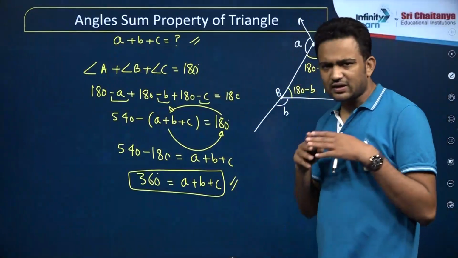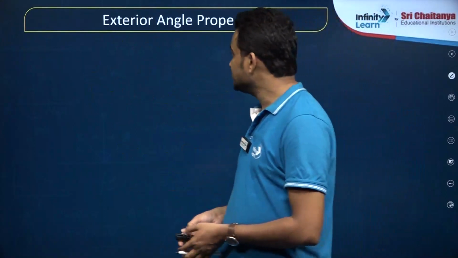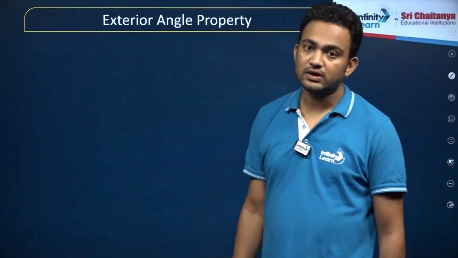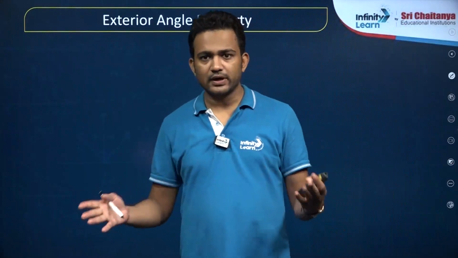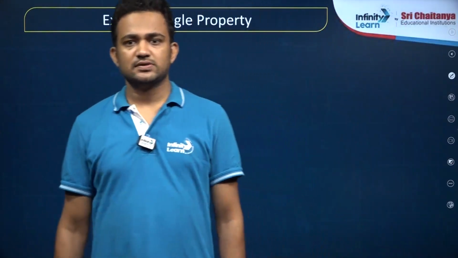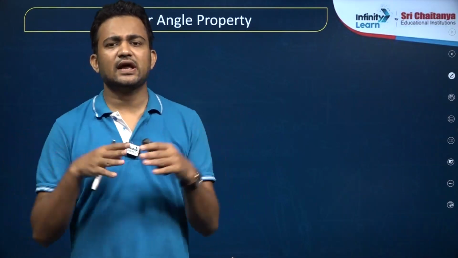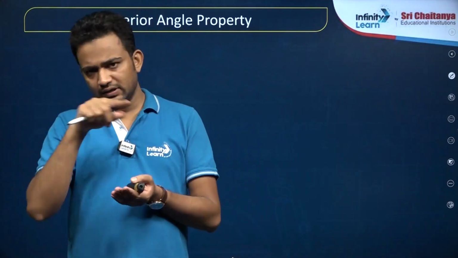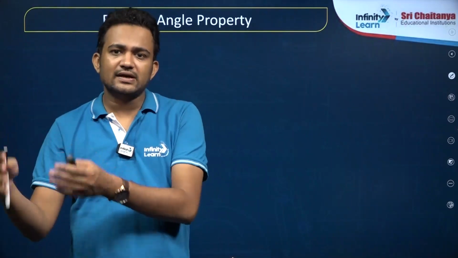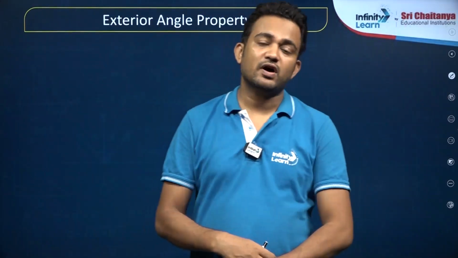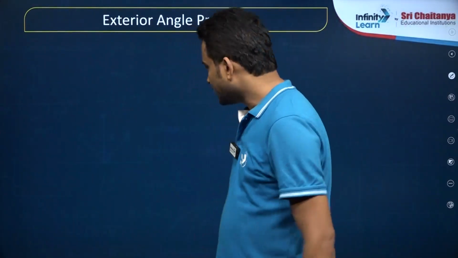Okay, so let us cover one more theorem, that is the exterior angle property for a triangle. So what is the exterior angle property? Can you tell me in the chat box, guys? You have already studied this in the previous classes. So what is the exterior angle property? In any triangle, an exterior angle is always equal to the sum of the opposite interior angles, right?